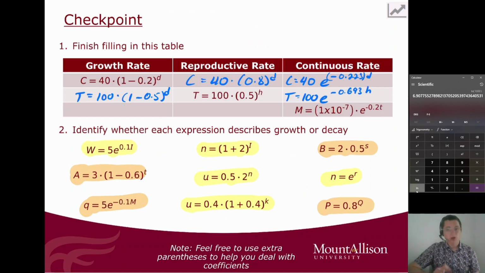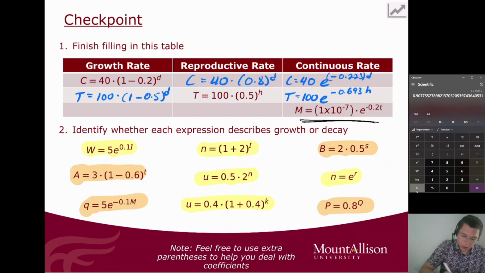And the last checkpoint, I've filled in most of this, but I wanted to leave a couple of them. So finish filling in the table. This is going between the growth rate, reproductive, and continuous rate. What would be interesting, which I haven't gone over explicitly, is this right here. If I start with the continuous rate, how do I get to the reproductive rate?